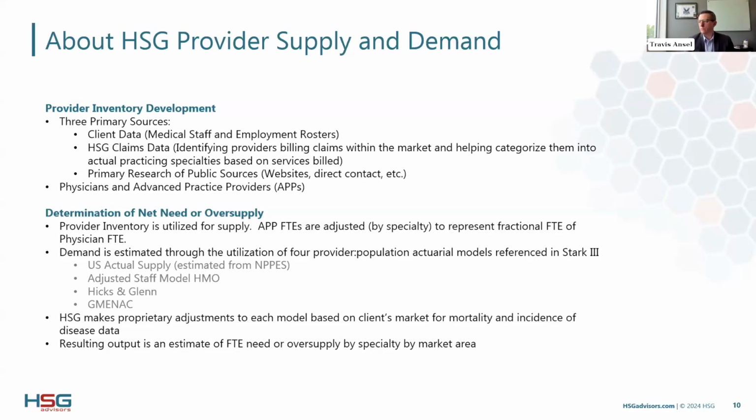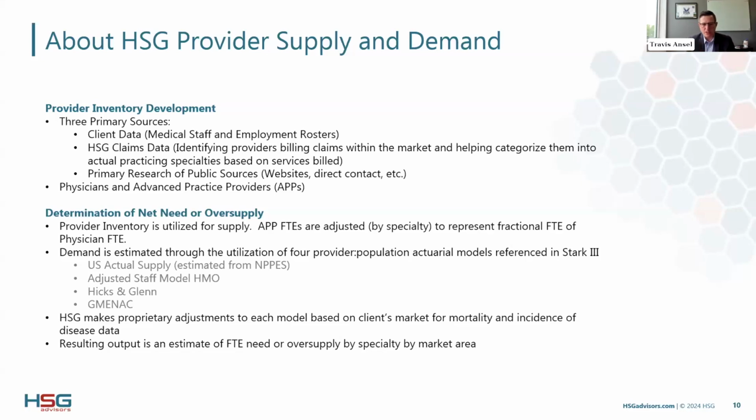For a lot of physicians, identifying specialty is easy. For a lot of APPs, that gets a little bit harder, right? Because there's no centralized licensure for APPs. If you go look at any given nurse practitioner, they are likely classified as family medicine, even if they're actually practicing in an OB/GYN or a cardiology practice. So utilizing our claims data approach, we can not only identify APPs that are practicing in the market, but also segment them into the appropriate actual practicing specialty.